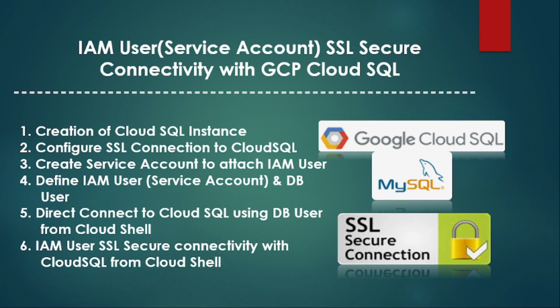Third is we are going to create a service account, and that service account we will attach to the IAM user. And before that, we will be creating an IAM user and a database user. And next step is we are going to connect to the Cloud SQL instance by using a database user. This is nothing but a built-in user. This operation we can perform using a Cloud Shell machine. And final step is IAM User SSL Secure connectivity with the Cloud SQL user. This also we can see as part of the Cloud Shell virtual machine.